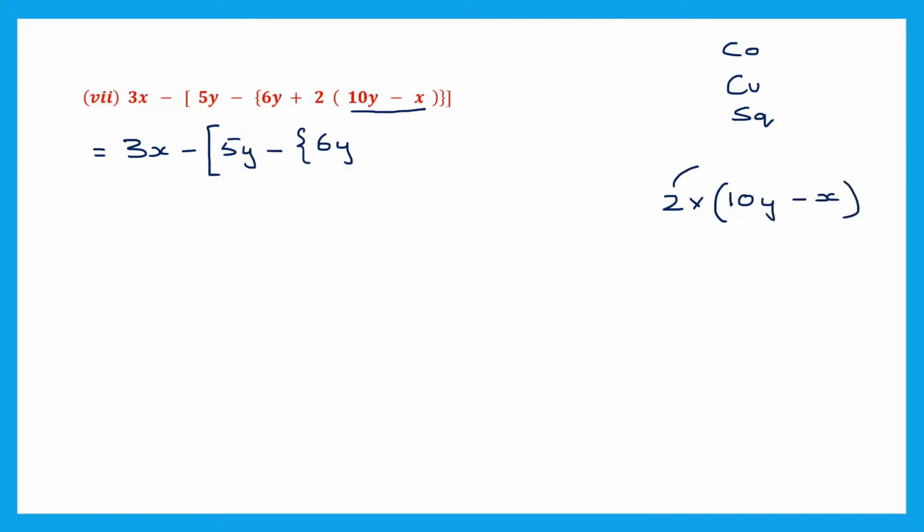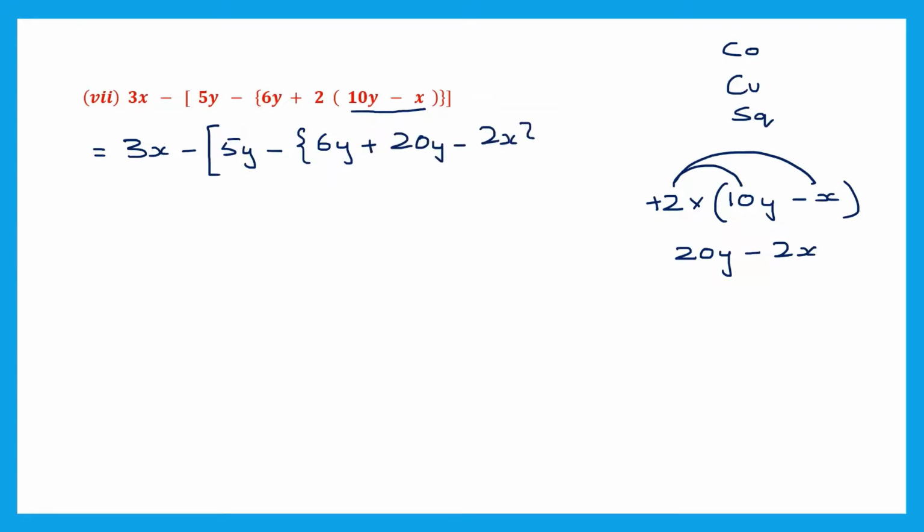Let's work this out. So first I do 2 into 10y. So 2 tens are 20, 20y. Then I do 2 into x. I have minus there and this is plus. So plus into minus is minus. 2 into x is 2x. So here I have plus 20y minus 2x.